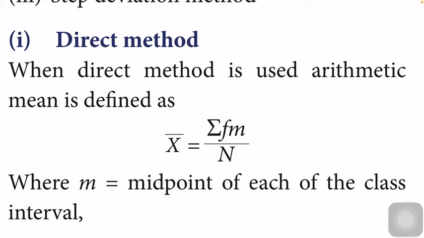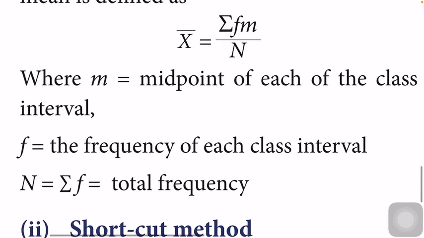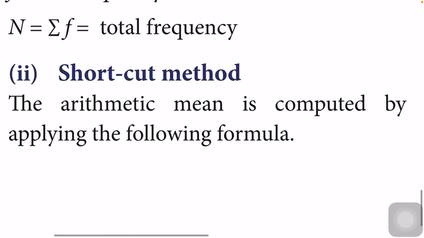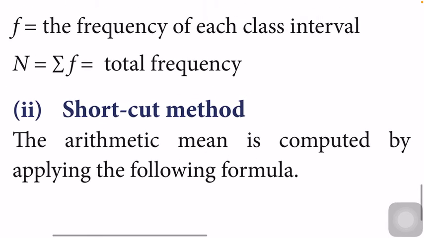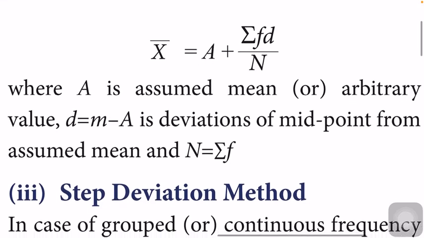Sometimes 20 to 30, that is, the midpoint. Here m is the midpoint of the class interval, f is the frequency and n is the total frequency, that is the sum of all frequencies. For continuous data also, we can find the arithmetic mean by assuming some mean. X bar is equal to a plus sigma fd divided by n. Here a is the assumed mean, f is the frequency and d is m minus a, midpoint minus assumed mean, and n is the total frequency.